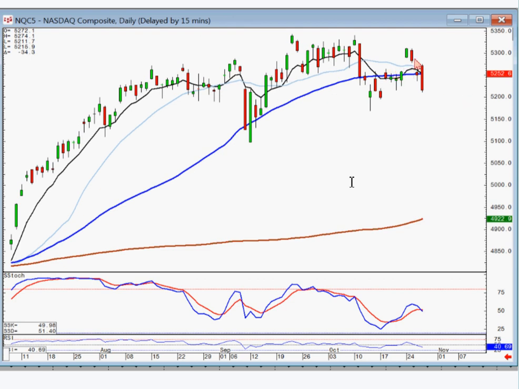NASDAQ. Now, it looks like the NASDAQ's selling off, but it looked like the NASDAQ was selling off here. Looked like the NASDAQ was selling off here. So there's been so many times where we can analyze the fact that we are just a sideways market because it doesn't last one way or the other very long.